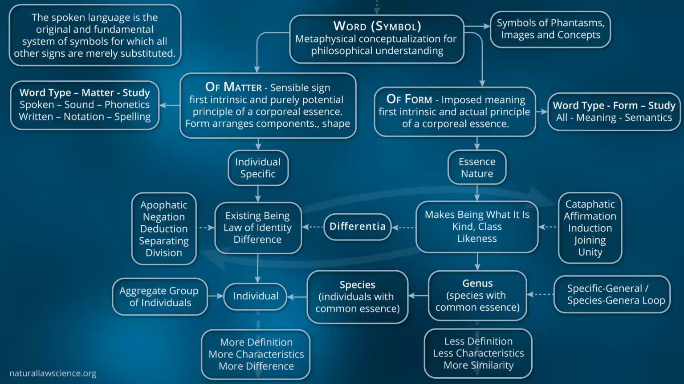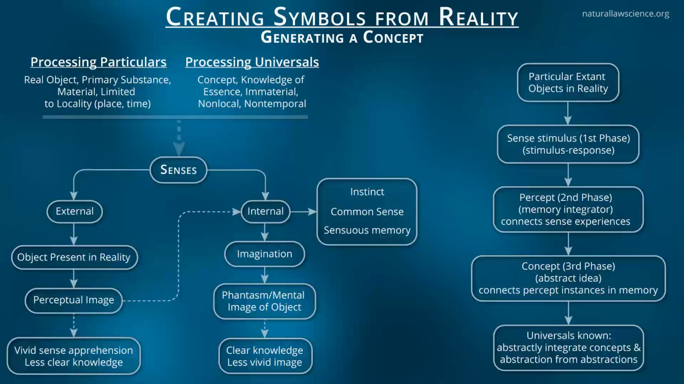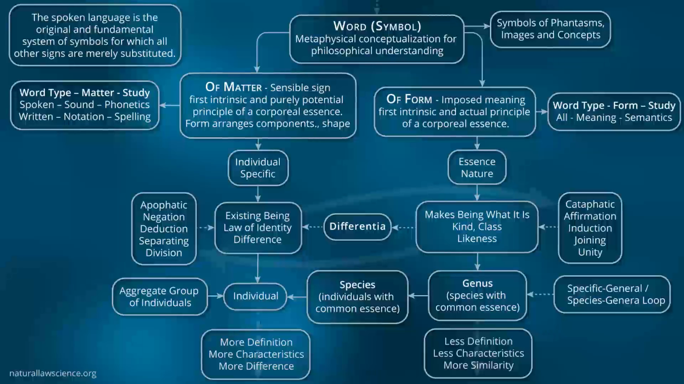Image number 5. Creating symbols from reality. This is about generating a concept. We're going to be getting more into what particulars and universals are, but to start off, we've already been talking about it in the previous image when we went from matter, the individual specific existing thing, to essence and nature of the form, which is kind, class, and likeness. This is the same thing. The particular is the individual specific, which we can relate to of matter, and then when we look at the universal, that's the of form, which is where we find the essence.